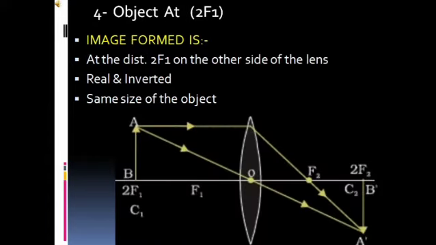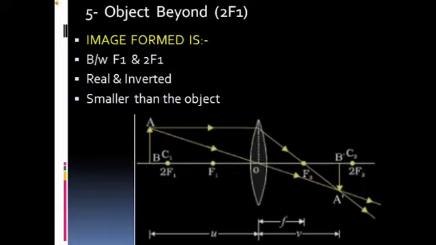When the object is placed exactly at 2F, then the image will be formed exactly on the right side at 2F. The image will be real and inverted and it will be the same size as the object. Next is object beyond 2F1, isn't it? So two rays will be there. The place where these both will intersect is between F1 and 2F1 at the right side of the lens. The image will be real and inverted and smaller than the object.